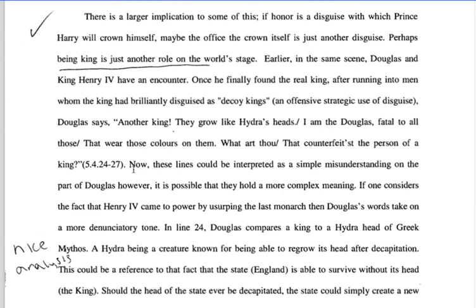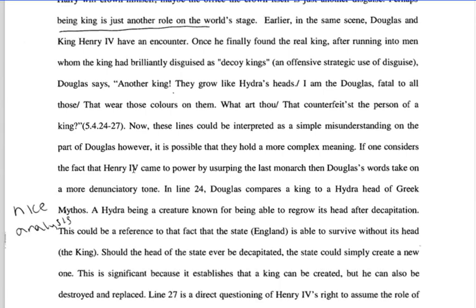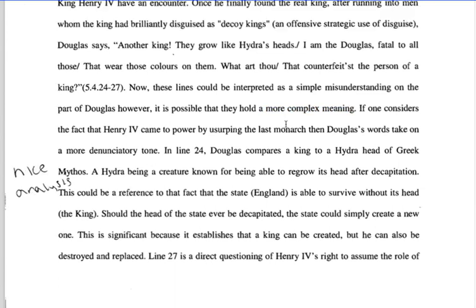Now, these lines could be interpreted as a simple misunderstanding on the part of Douglas. However, it is possible that they hold a more complex meaning. Nice sentence. If one considers the fact that Henry IV came to power by usurping the last monarch, then Douglas's words take on a more denunciatory tone. In line 24, Douglas compares a king to a hydra head of Greek mythos, a hydra being a creature known for being able to regrow its head after decapitation.